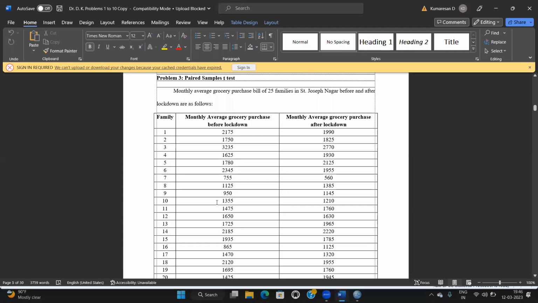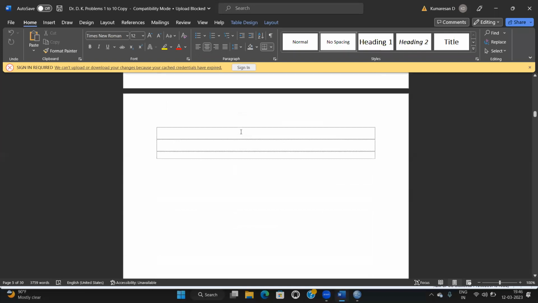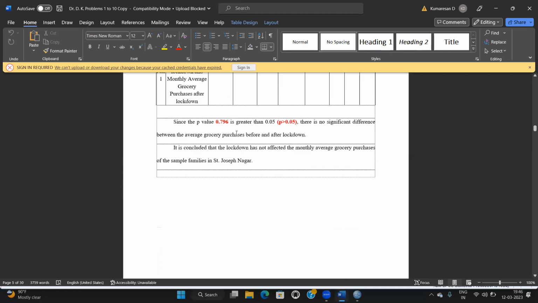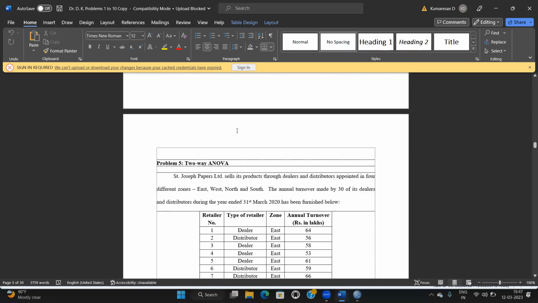look at this. Monthly average grocery purchase before lockdown and after lockdown. Only one sample, no categorization. Family 1, 2, 3, 4, 5, 6, 7, 8, 9, 10, like that. But the data was given as scale data. Real values were given. But here, what is the similarity?